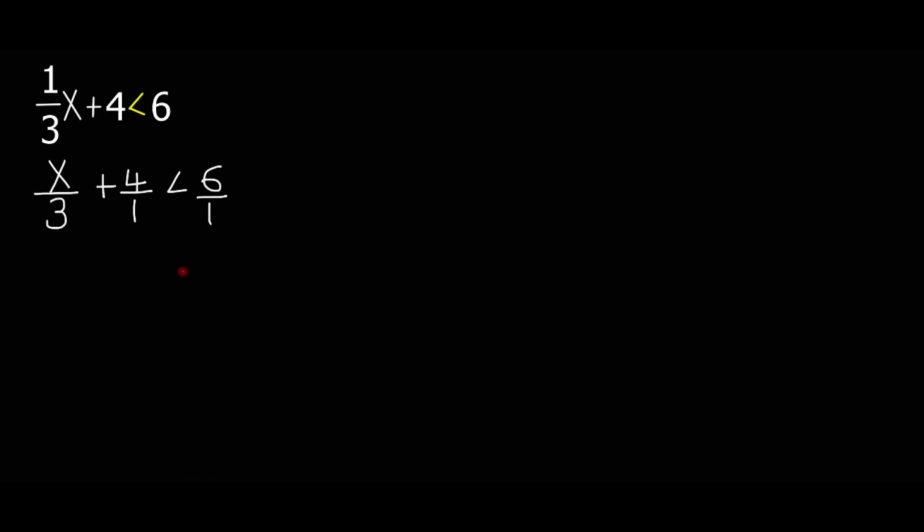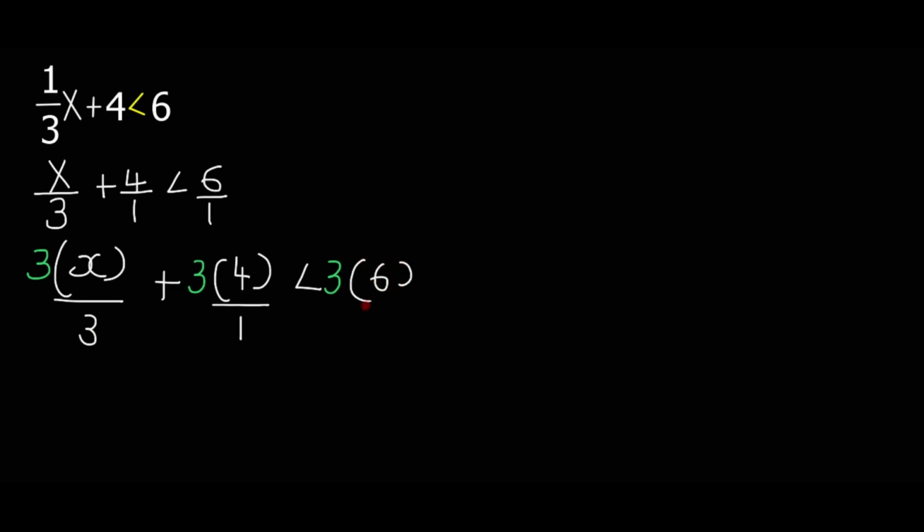And then from here we look for the LCD, the lowest common denominator. You can see that the lowest common denominator is 3, because the multiples of 3 are 3, 6, 9, and so on and so forth. And the multiples of 1 are 1, 2, 3, so the lowest common denominator is 3. And therefore we multiply both sides by the LCD. From here, 3 divided by 3 is 1, and then 1 times x. So the 3 and 3 cancel, and it's the same thing.